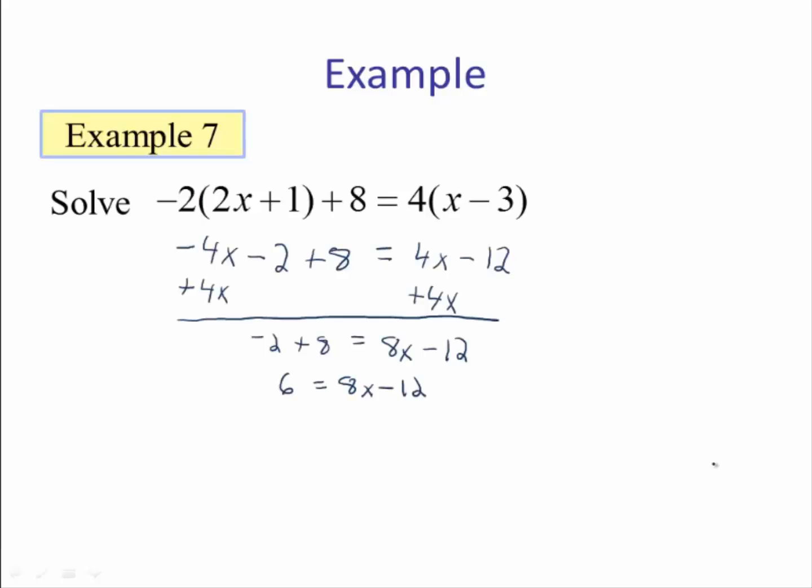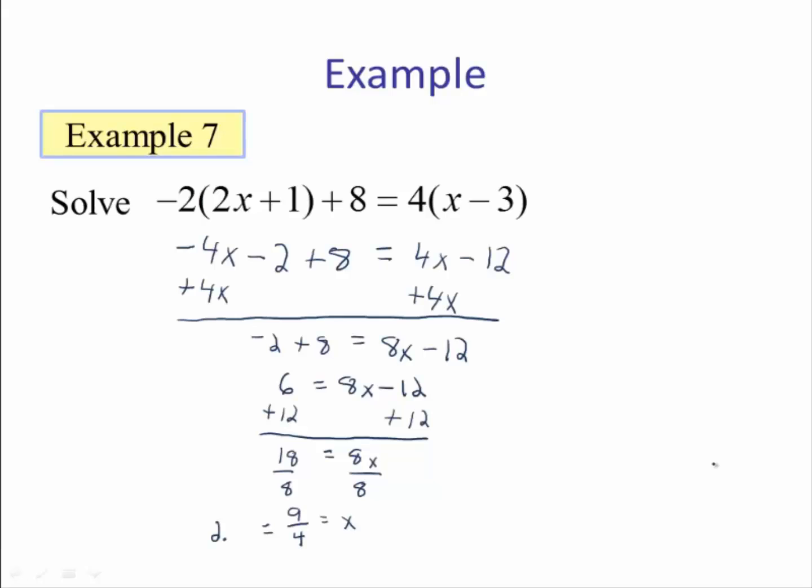I need to get rid of the 8. I need to get rid of the 12. So following the order of operations backwards, I get rid of subtraction before multiplication. So I'm going to do the opposite and add 12 to both sides. So we get 18 equals 8x. And our last step is to divide by 8. And we have x is equal to 18 over 8, or 9 over 4. And 9 over 4 is a nice decimal.